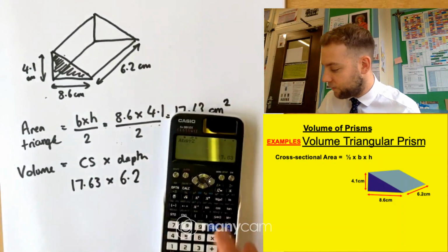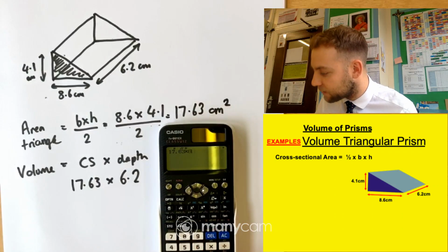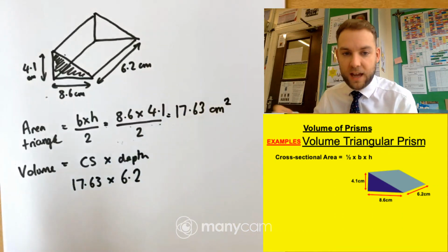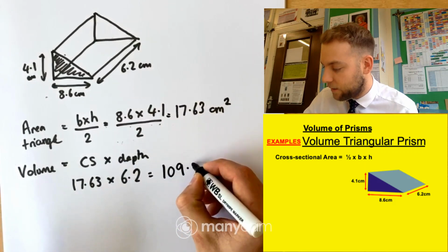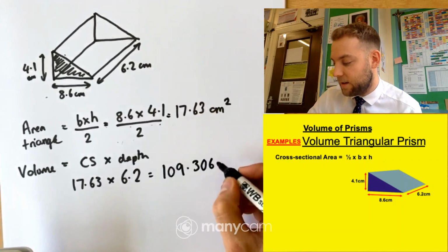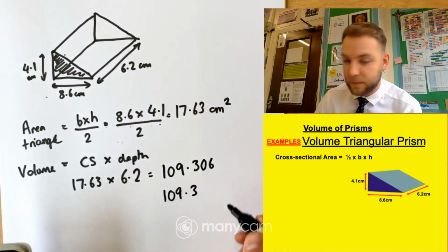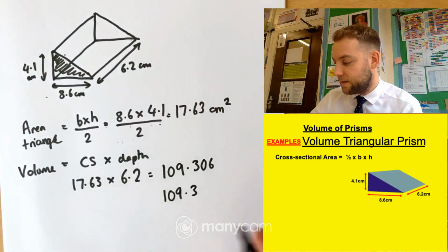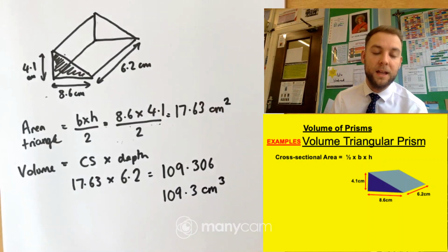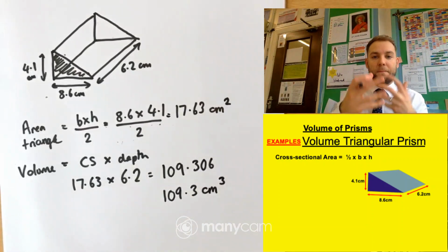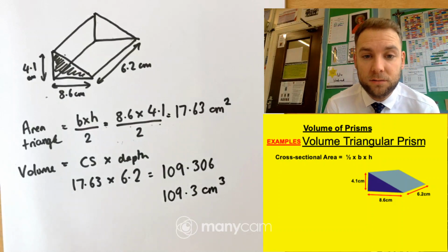So we end up with 17.63 times by 6.2, which in this case is equal to 109.306. I'm going to round that to one decimal place. I'm going to do 109.3. Now the units on this are centimetres cubed. Okay, because it's volume. We're talking about the amount of cubes that you can fit into this. And that's that question done.